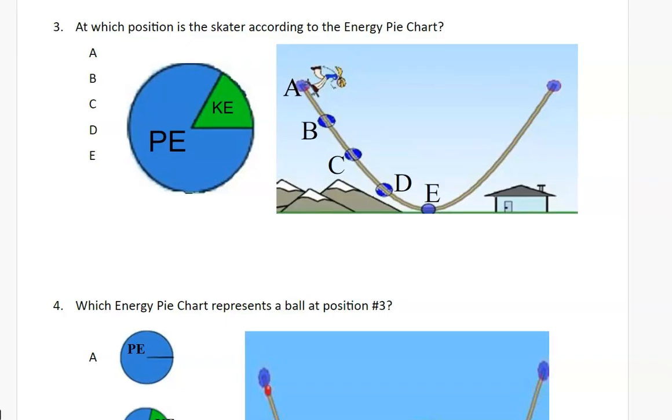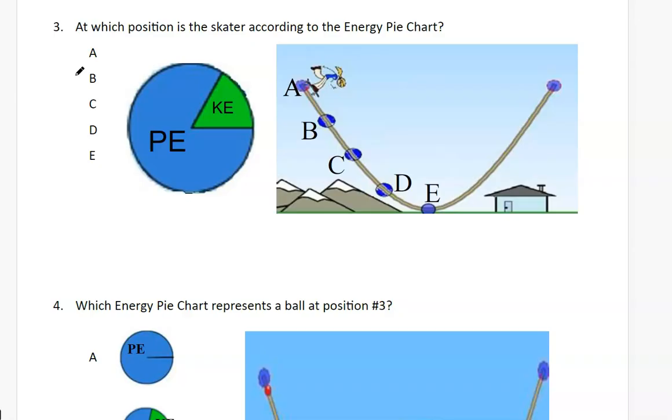Well, let's think about what kind of pie chart we would expect for each of these 5 positions. At position A, they're at their highest point, so they're going to have a lot of gravitational potential energy, but they're not moving, so there'd be 0 kinetic energy. So that would be a completely blue circle. It would be all potential energy.